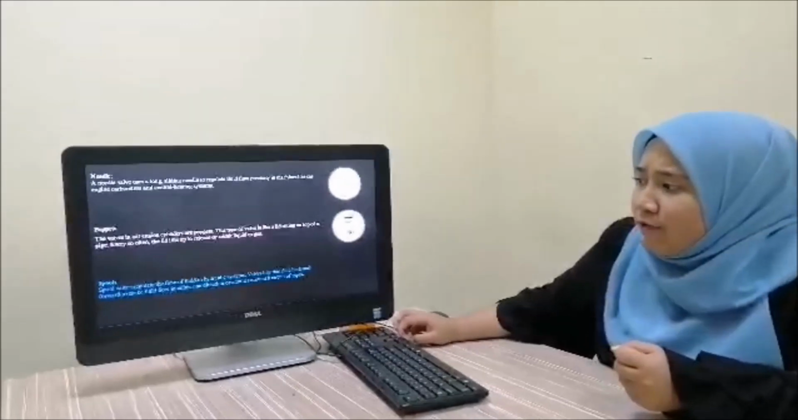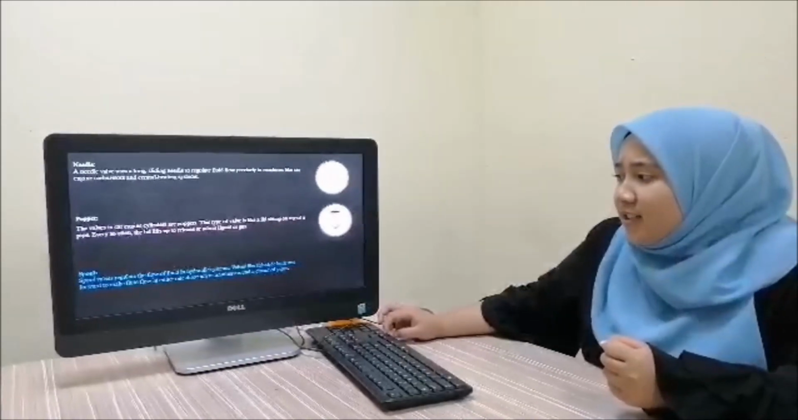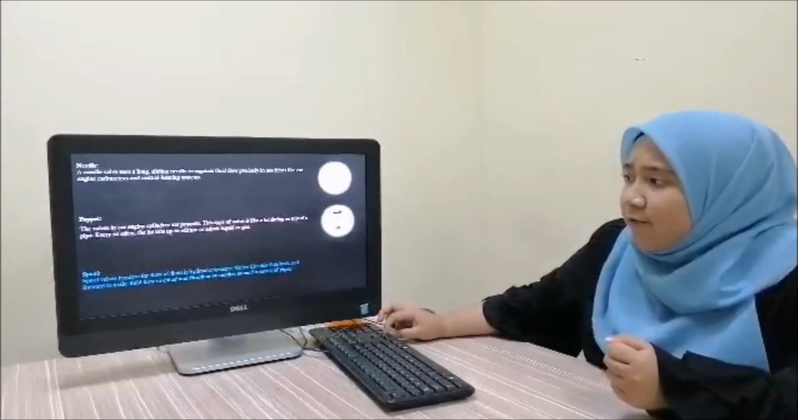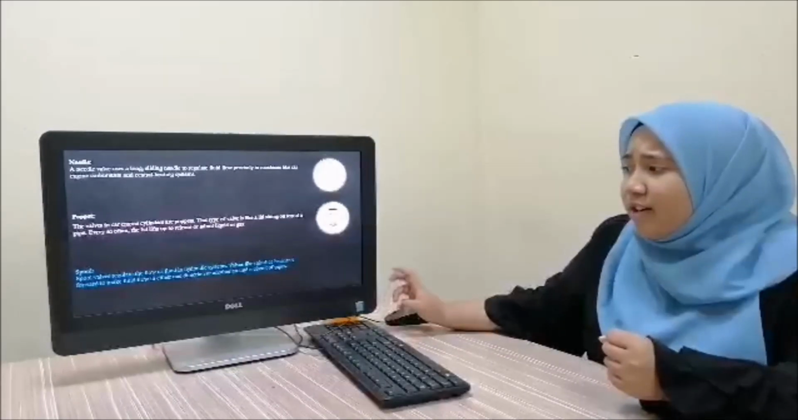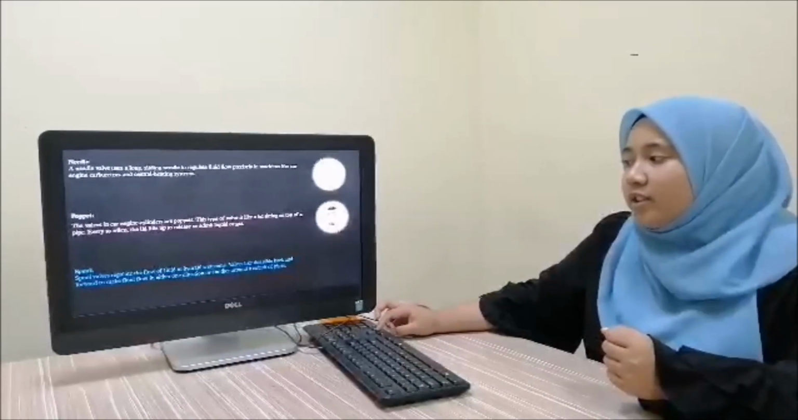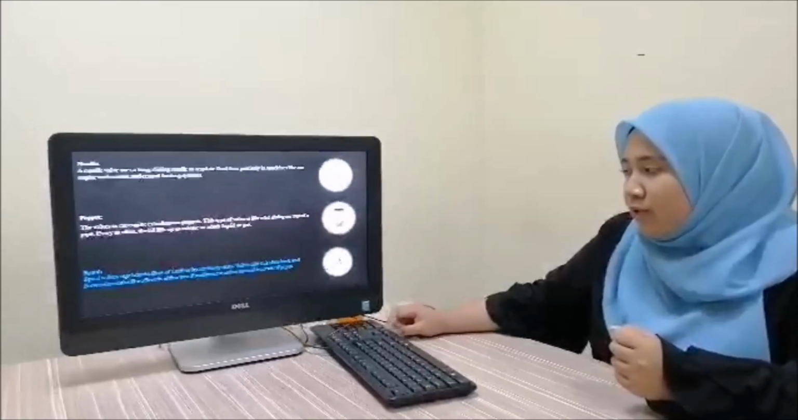Spool. Spool valves regulate the flow of fluid in hydraulic systems. Valves like this slide back and forward to make fluid flow in one direction or another around a circuit of pipe. This is a spool valve.